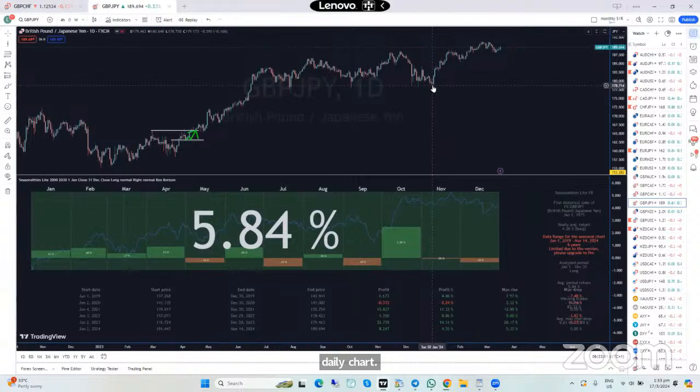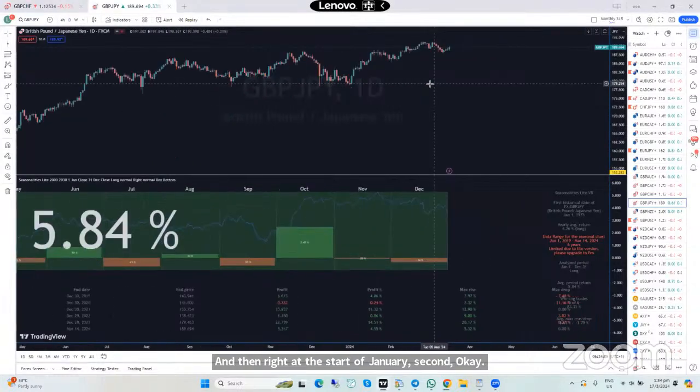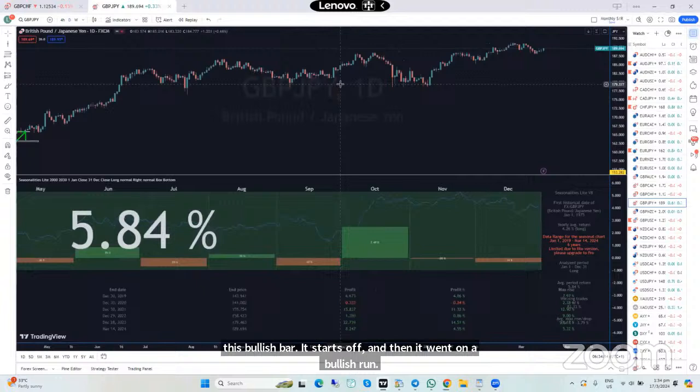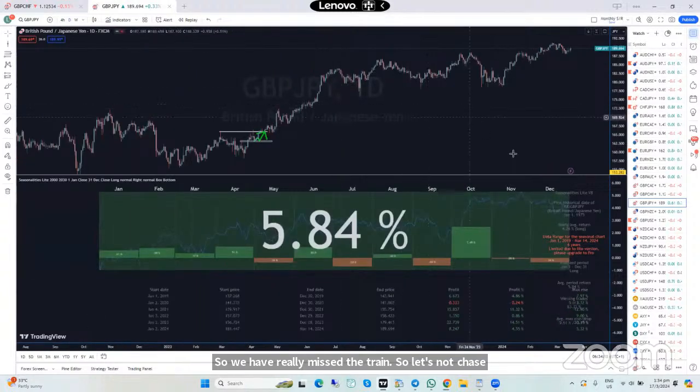You can see on my chart at the start of January, price from the battle of December, price is actually consolidating. And then right at the start of January, 2nd Jan, 3rd Jan, price has a really bullish bar. Let me blow out my screen so you can see this bullish bar. It starts on 3rd Jan and then it went on a bullish run. So we have already missed the trend. So let's not chase price. Right? There are setups all over. We can always wait for other ones.